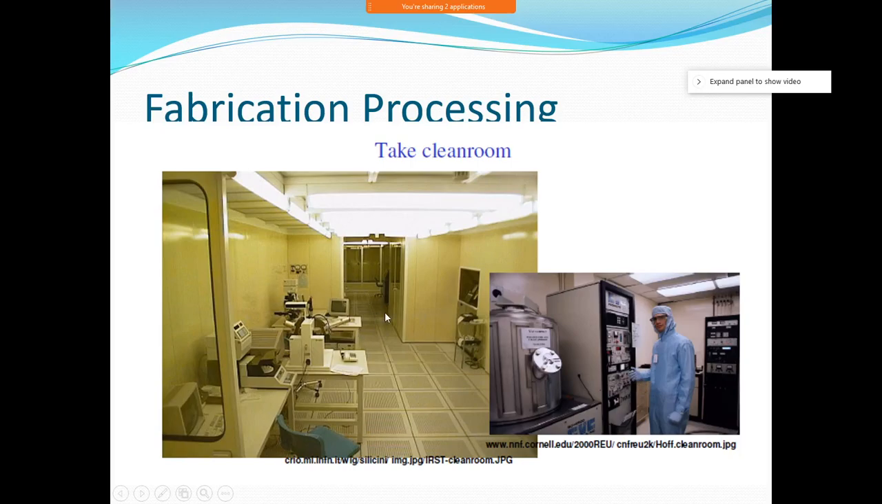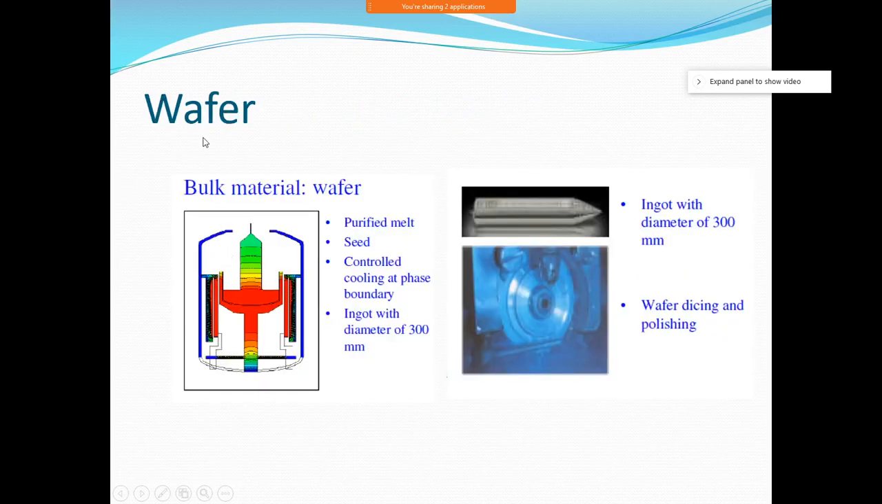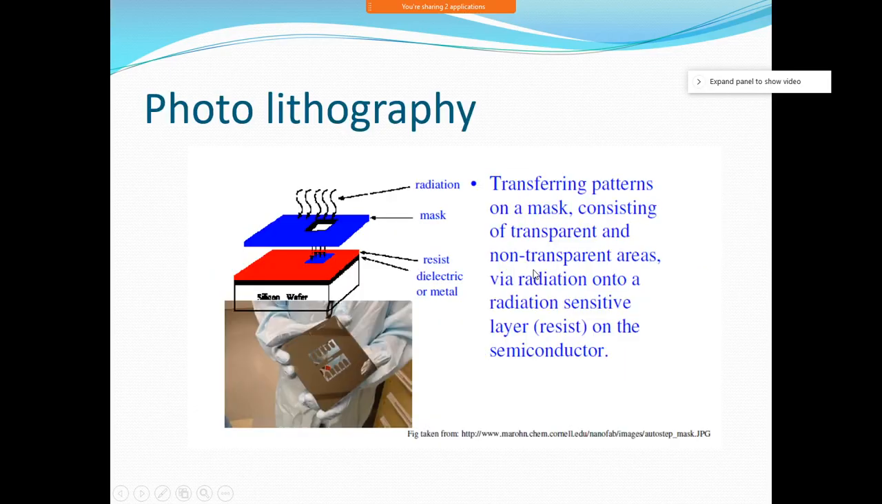These are all clean rooms. And this is the wafer. A wafer is what you use to make the devices. You can see this is a wafer that will be cut, and then finally you are transferring that pattern onto this wafer. I think I have shown you the PCB that I made in the previous semester.